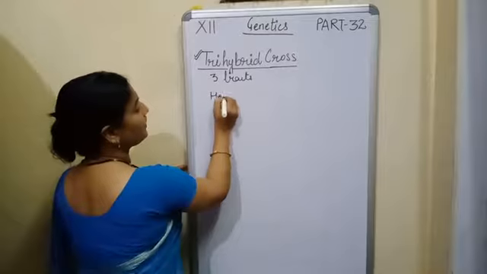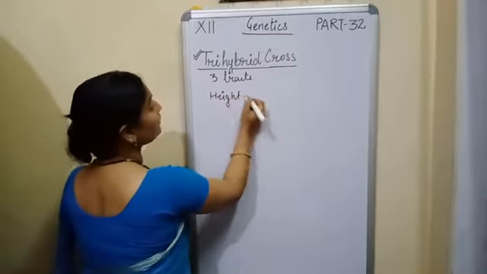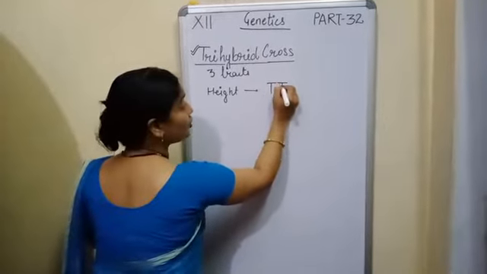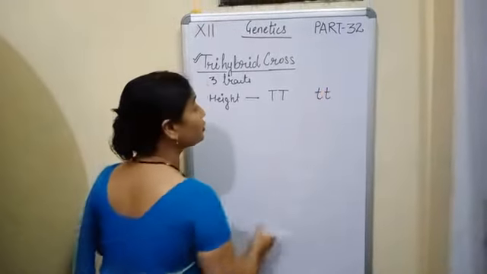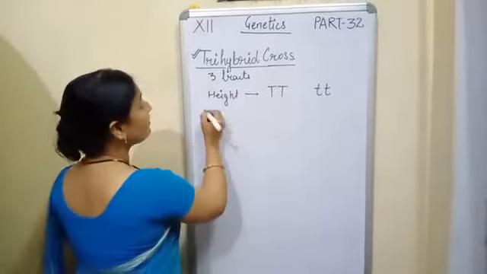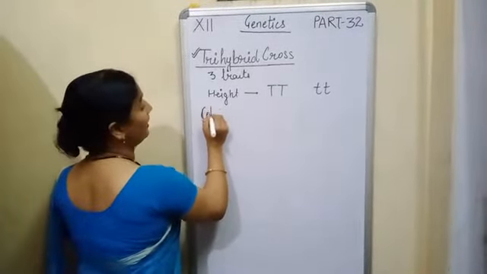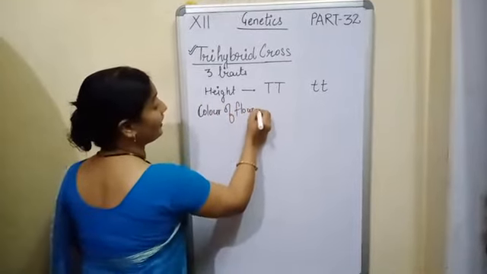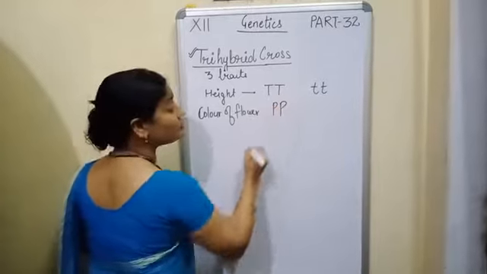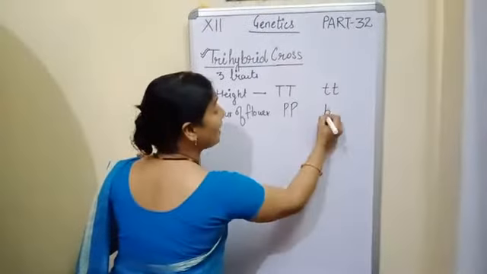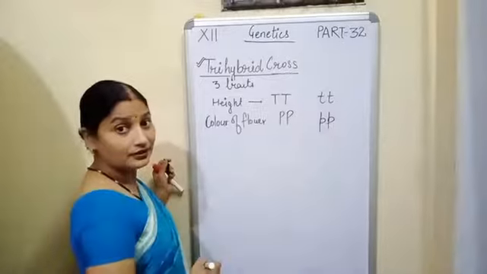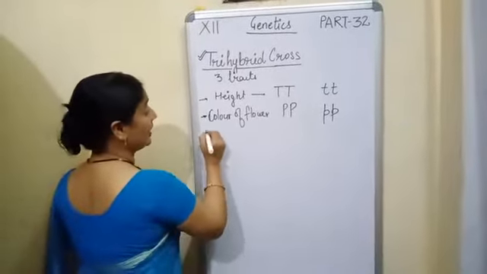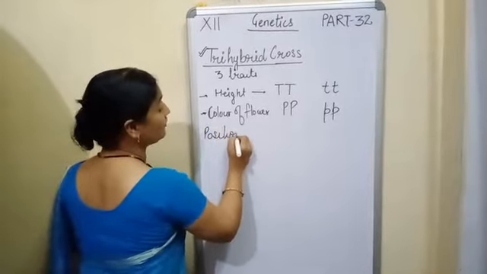Suppose we can take height of the plant. Now what is the height? Either it can be tall or it can be short. Second, we can take color of the flower. Now we have already read that purple is dominant and white flowers are recessive. Clear? Now take the third trait, that is position of the flower.